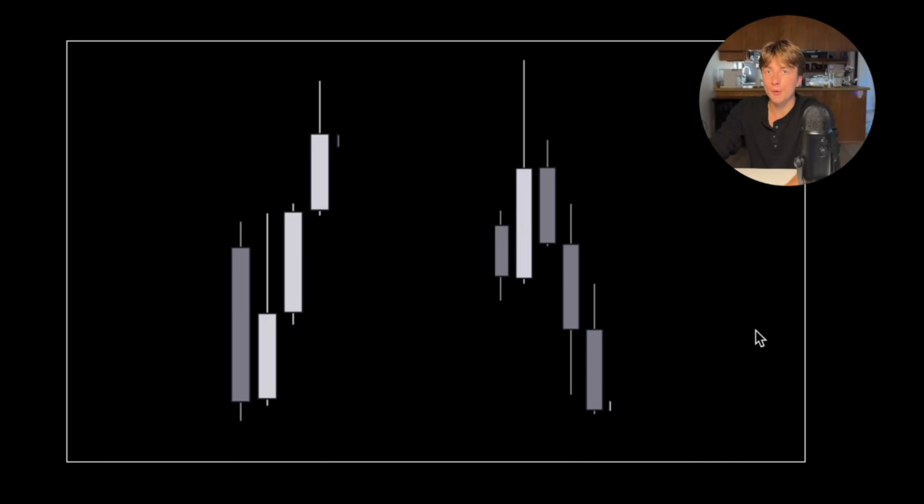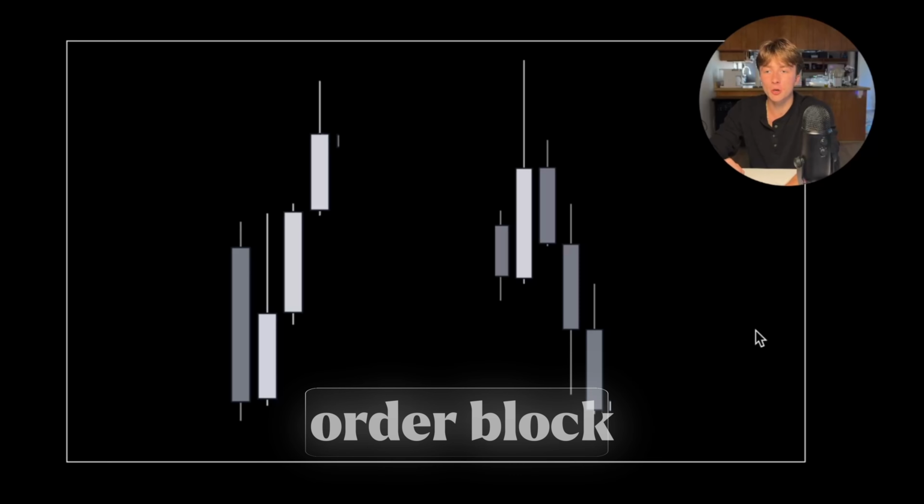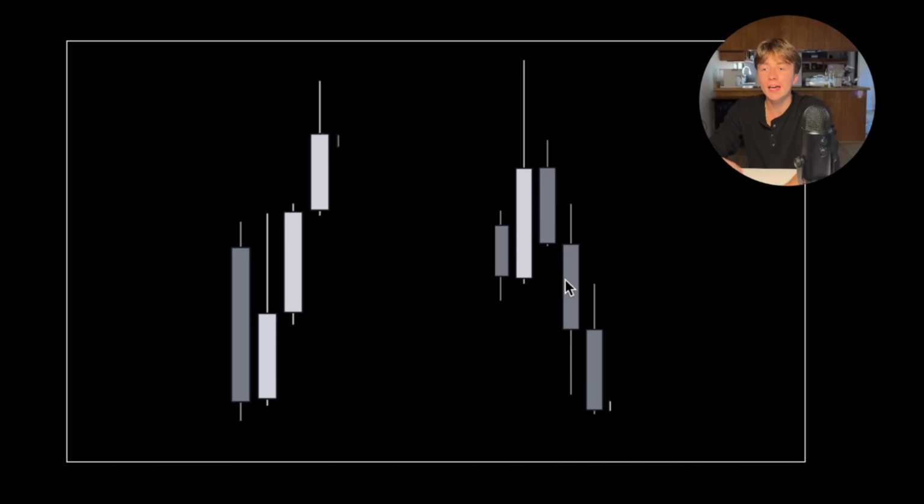The next concept that I wanted to cover that a lot of people overcomplicate is order blocks, and that's because there's so many different variations of order blocks, and I'm going to show you the simplest one and the only one that you need to know. So the first question is, what is an order block? And while I am going to make a more complex video on order blocks that is going to come out really soon, an order block is just the opposite candle before a big move.